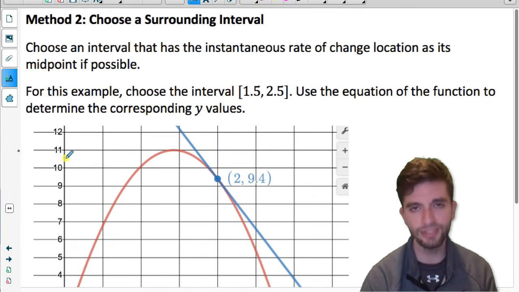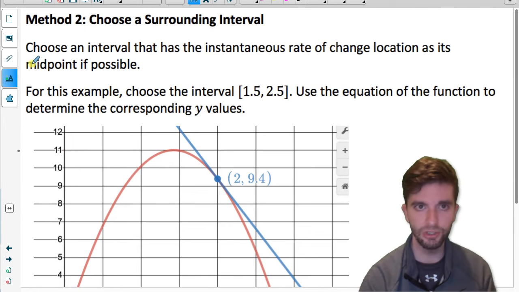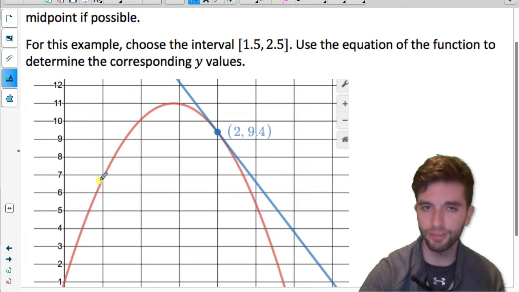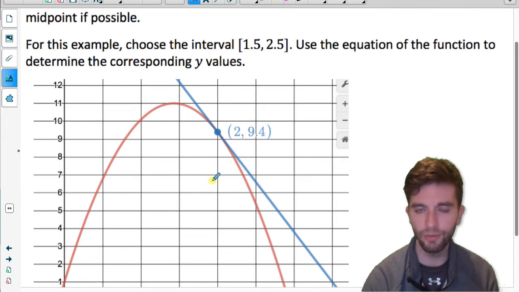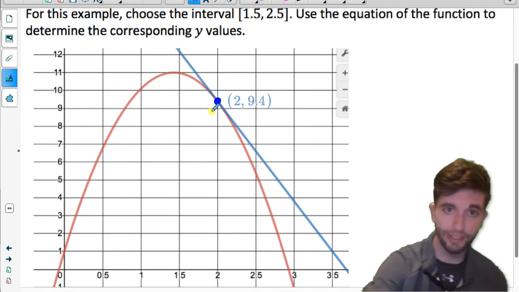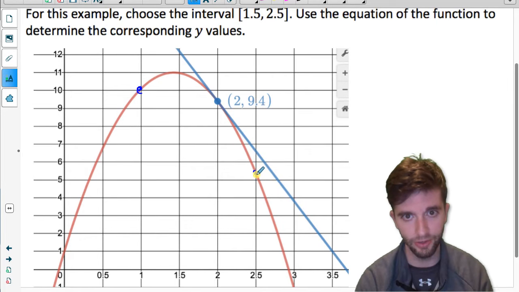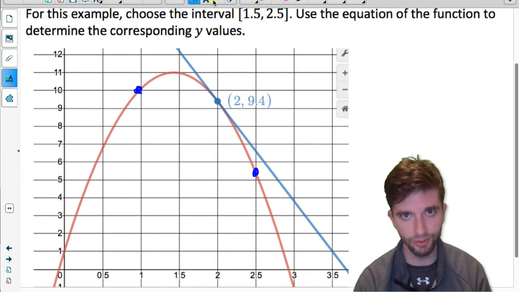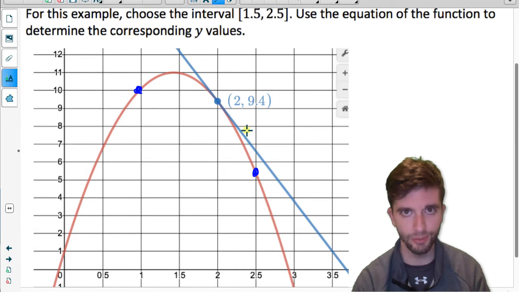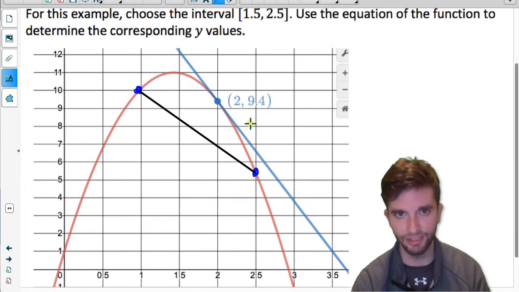There are other ways to estimate the slope of this tangent line. The second method would be to actually calculate the slope of a secant line over a surrounding interval. So what we do is we choose an interval that has the instantaneous rate of change location as its midpoint, if possible. And as I mentioned earlier, we want to make the interval as small as possible. So if I want the instantaneous rate of change of the function at 2, I could pick an interval that surrounds it. So let's say when x is 1 to when x is 2.5, and I could get the coordinates of those 2 points, and then I could find the average rate of change between those 2 points by finding the slope of the secant line that connects them. There's only one problem. That secant slope doesn't look like a great representation of that tangent slope.